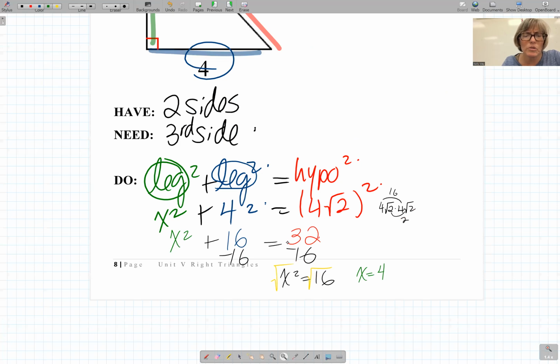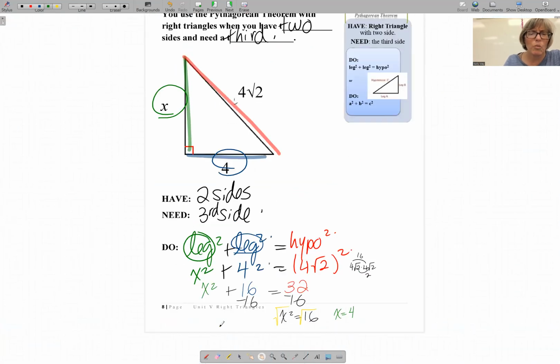Look what's going on here. One leg is 4. The other leg is 4. And then that's 4 root 2.